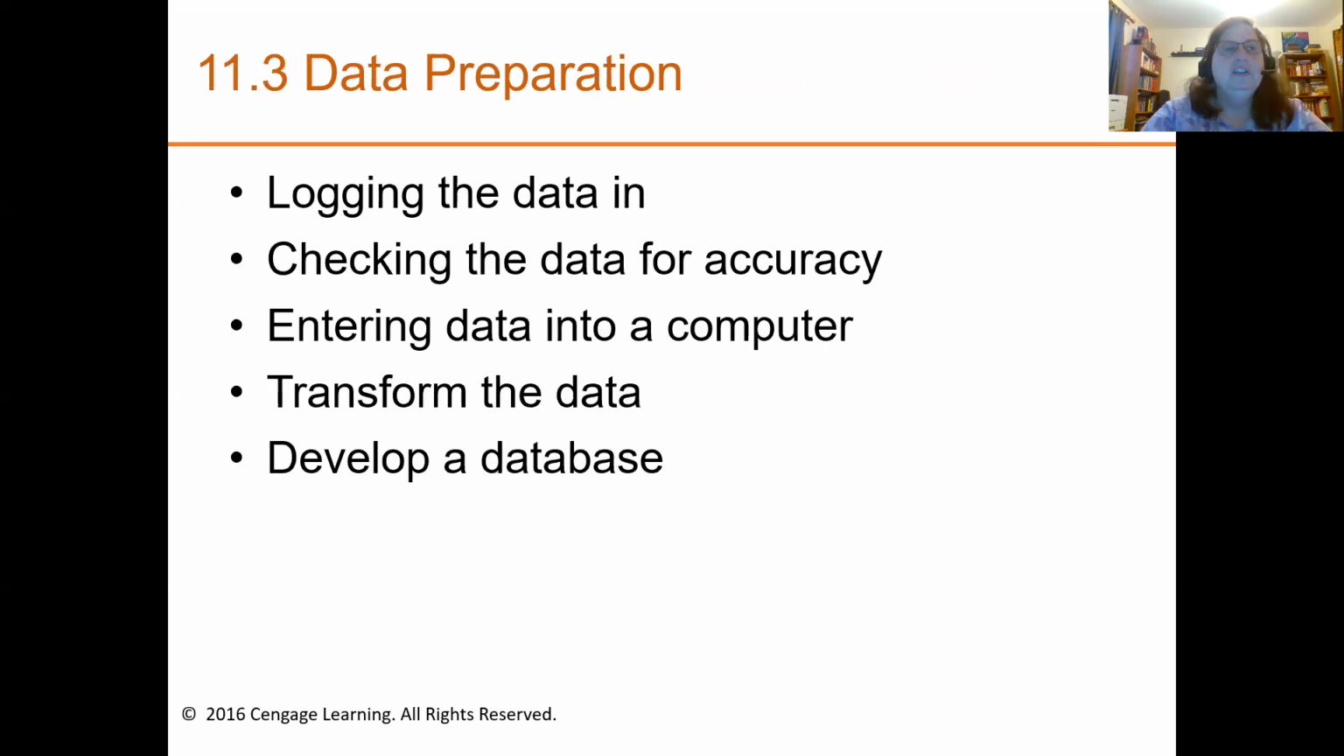Okay. Data preparation. So you want to log the data in, check the data for accuracy, enter the data, transform the data, and develop a database. Okay, and we'll talk about these in turn.